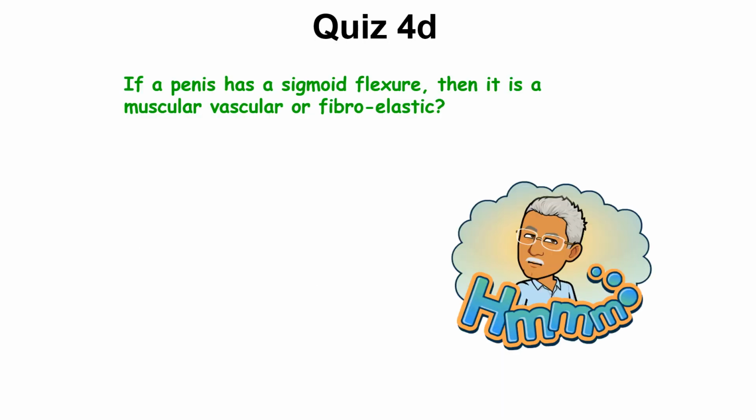For our recap quiz: if a penis has a sigmoid flexor, then is it muscular vascular or fibroelastic? The sigmoid flexor is of course a characteristic of the penis of those animals having a fibroelastic type of penis, such as the bull, the boar, and the ram.